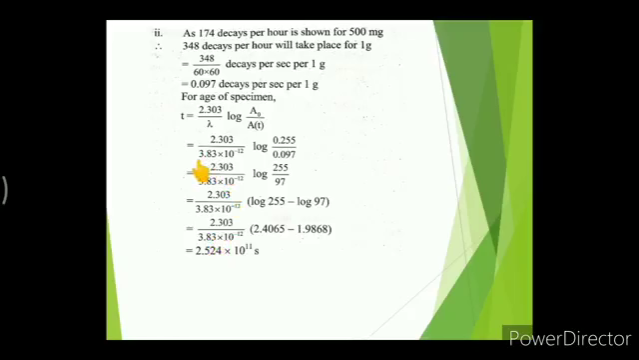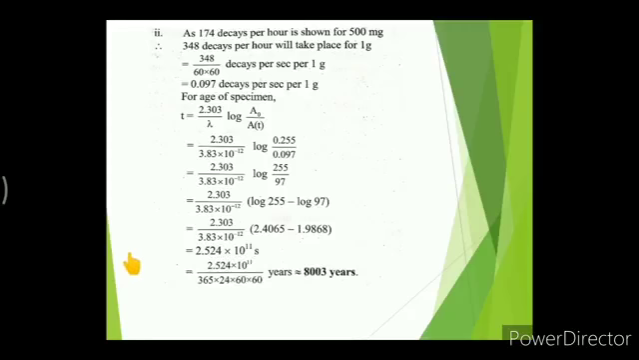The other values, 2.303 upon 3.83 into 10 raised to minus 12, we write simultaneously as it is. At this step, we are getting 2.303 upon 3.83 into 10 raised to minus 12 into 2.4065 minus 1.9868. Here let's do the subtraction of these two values and solve by using this factor. So here we are getting the value of T as 2.524 into 10 raised to 11 seconds.